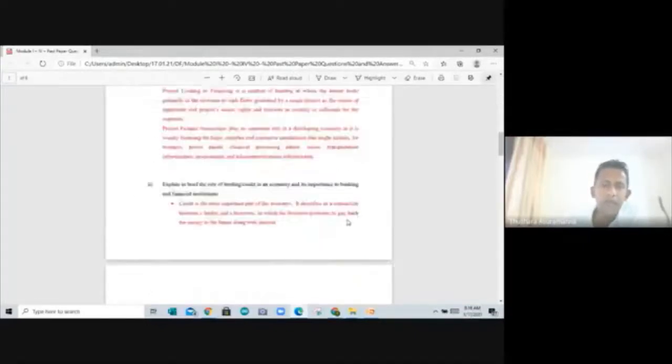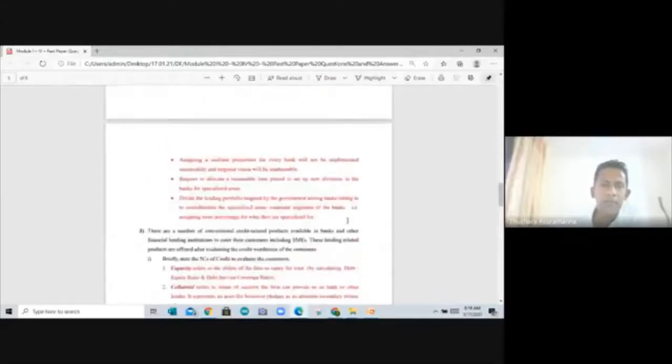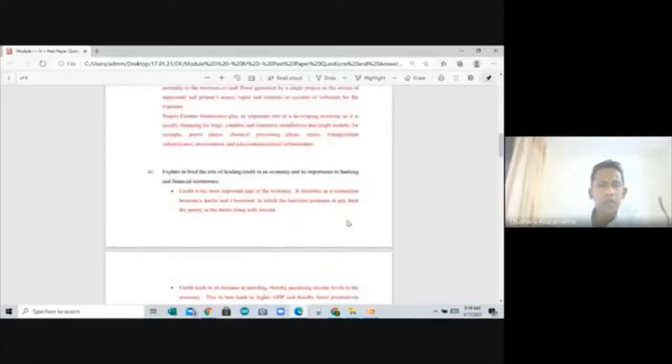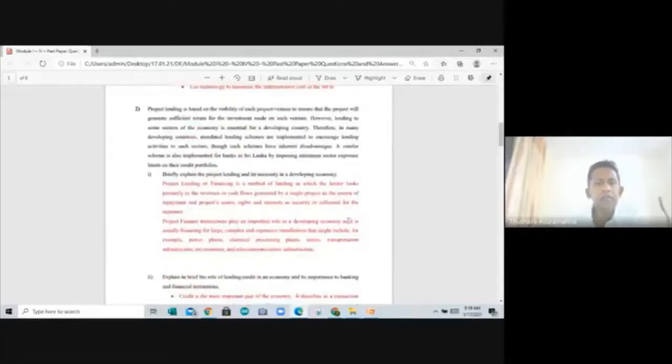First one, I think we have done it, and we'll move to the second question. Yeah, the second question is basically a description of project lending and its viability of each product, and that lending to some sectors is essential for a developing country. In many developing countries, mandated lending schemes are implemented to encourage lending activities to such sectors, though such schemes have inherent disadvantages. A similar scheme was also implemented for banks in Sri Lanka by imposing minimum sector exposure limits on their credit portfolios.